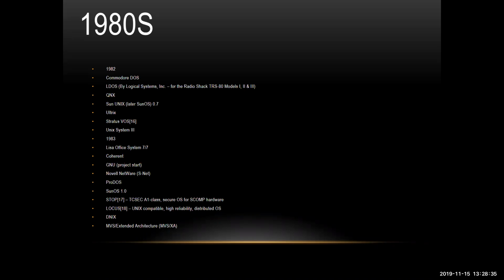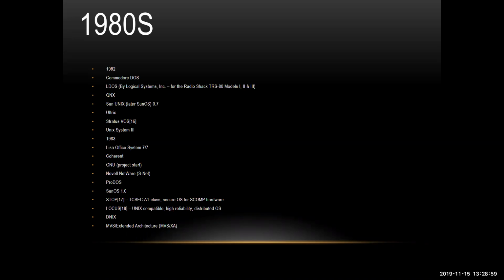And then we also had MVS Extended Architecture. And then 1984, we had AMSDOS. It is the operating system for the 8-bit Amstrad CPC computer. The name is an acronym of Amstrad Disk Operating System.